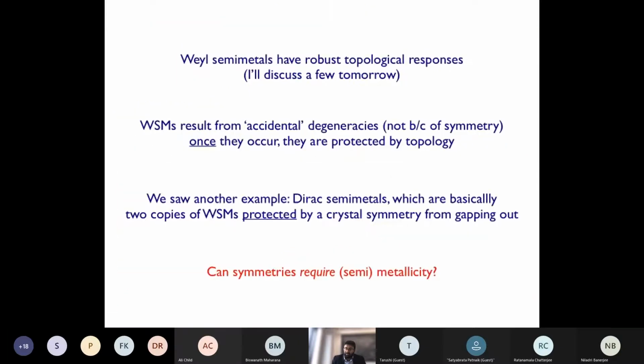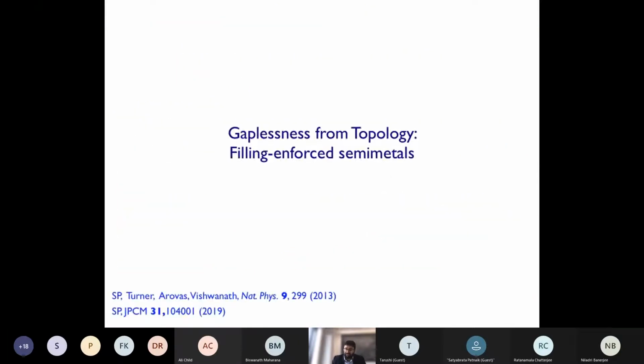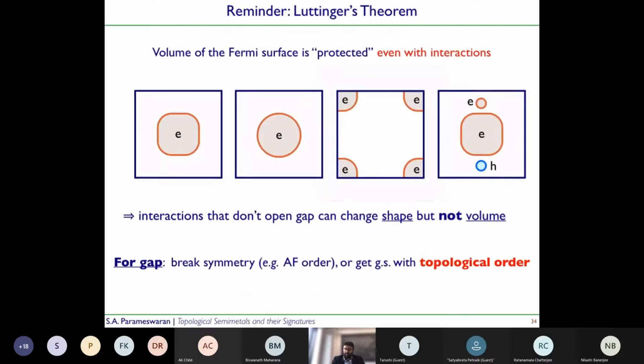What I'll do is spend the last 15 minutes or so saying a little bit about how gaplessness can be forced upon you by topology. This will give you an example of how these Laughlin-like arguments can play a useful role in clarifying semimetals, and it'll also place different semimetals in context.